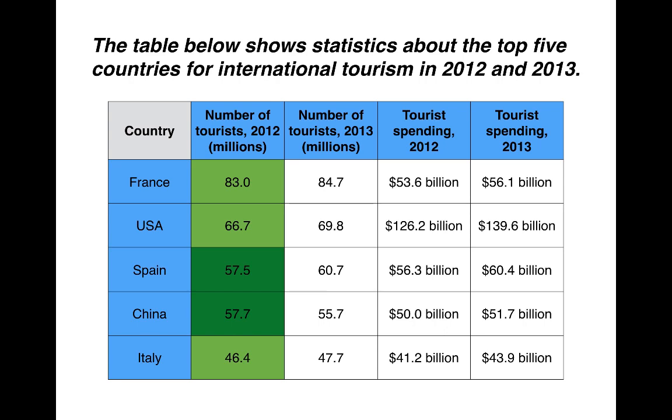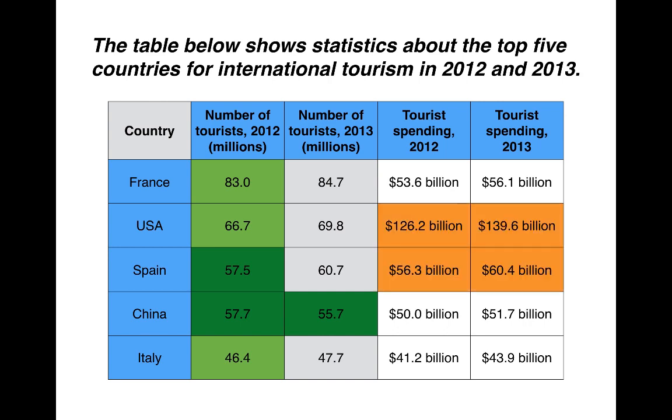I didn't mention any of these four numbers, but I did say something general about that, the increase from the previous year of between 1 and 4 million. And I did mention, in a way, this number about China, because I said that the number of tourists had fallen by 2 million. In the tourist spending columns, I mentioned these four numbers. And I also mentioned these statistics. I talked about the increase of $1.7 billion of spending in China.